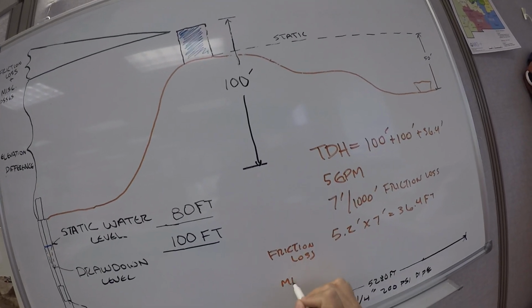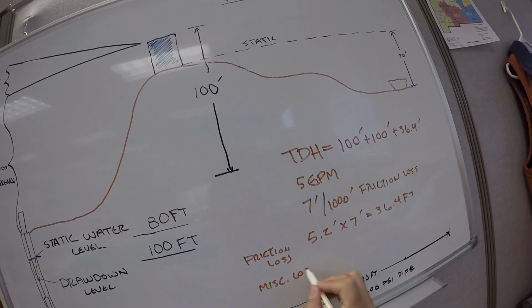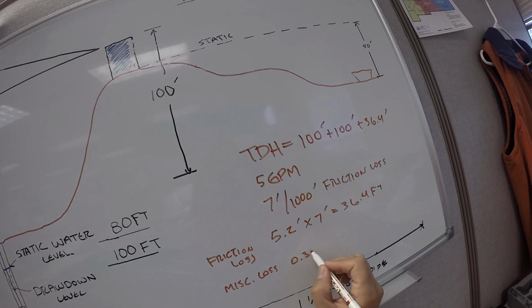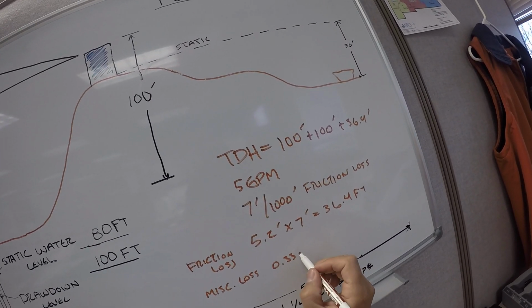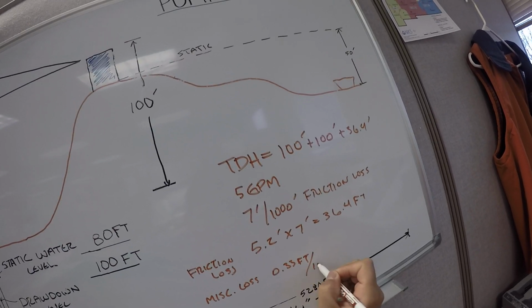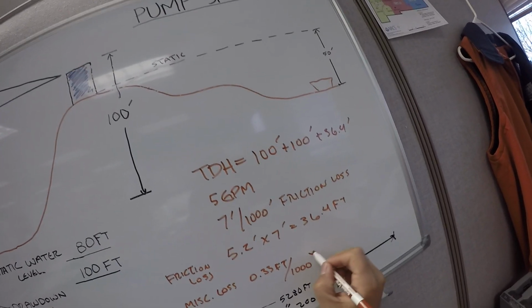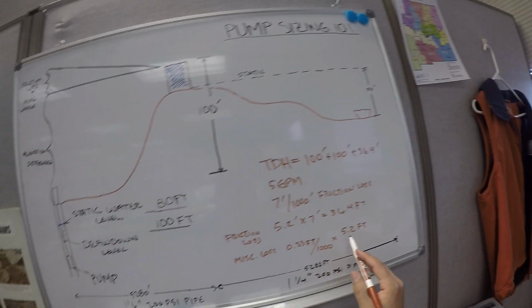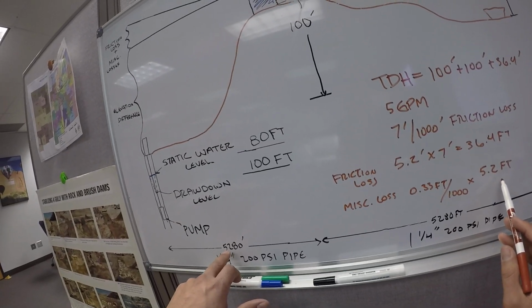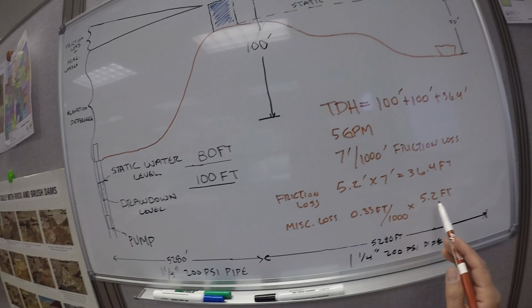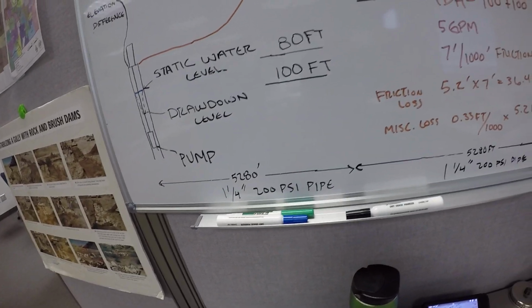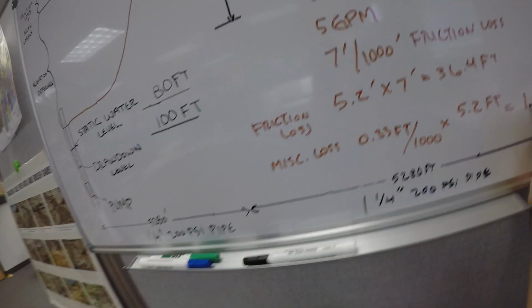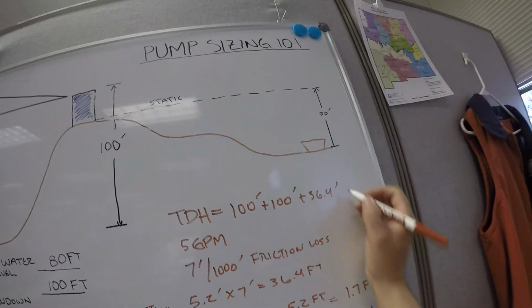and you're going to get miscellaneous losses, which we always use 0.33 feet per 1,000. So we're going to multiply that by 5.2, because when you divide 5,280 by 1,000 you get 5.2, and so 5.2 times 0.33 is 1.7 feet, and you're going to add that here too.